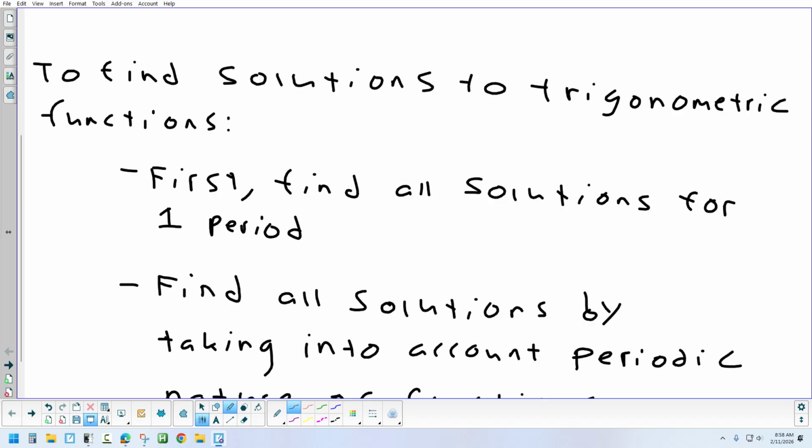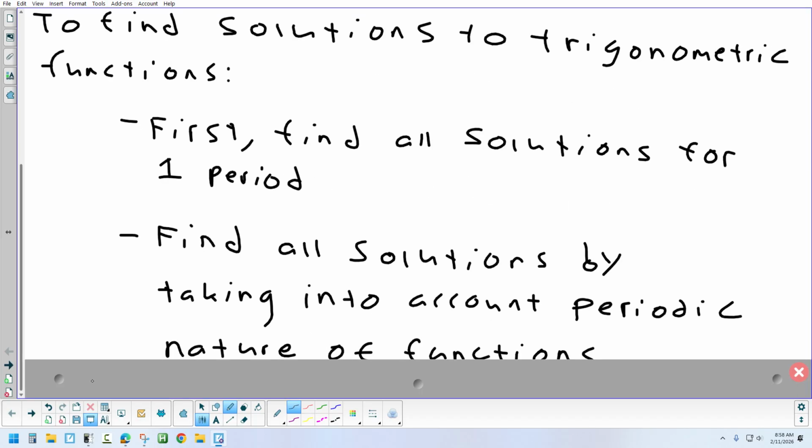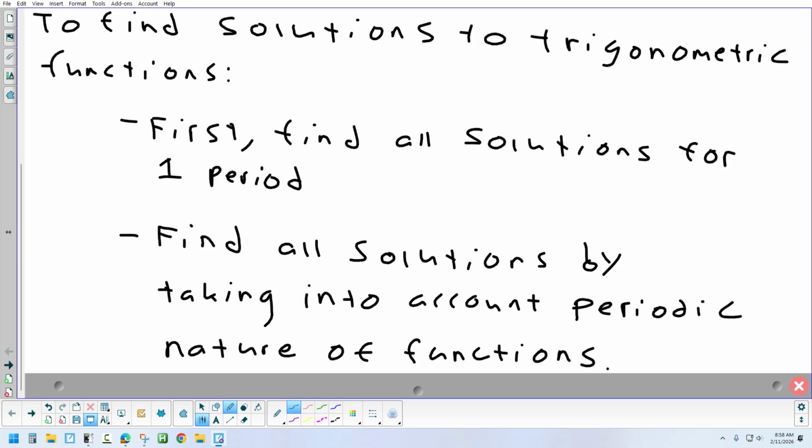All right, so we find all the answers that are in one period, and then we put each one of those answers down, and we put plus the period times n, because those answers are going to repeat every cycle. So any question on that idea? The only time you don't need to find all solutions is if they give you directions and say, find all solutions between 0 and 2 pi. That's different. You're just going to find the ones that are between 0 and 2 pi. Nothing smaller, nothing bigger.